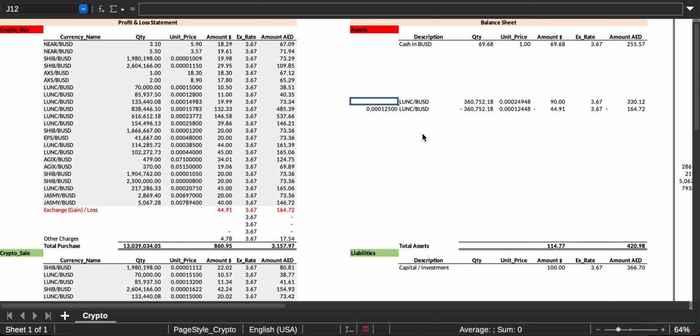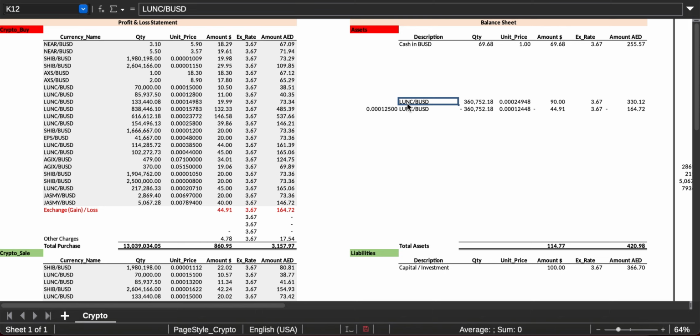You will add one line in the asset, because remember one thing: until you sell your cryptocurrency, it will be considered your asset. Okay, you will not write it in crypto buy, you will not write it in the profit and loss statement, you will write it in the balance sheet, because it is your asset, it is in your hand, it is your right, it will give you benefit in the future, so it is your asset. Okay, it is not your cost.